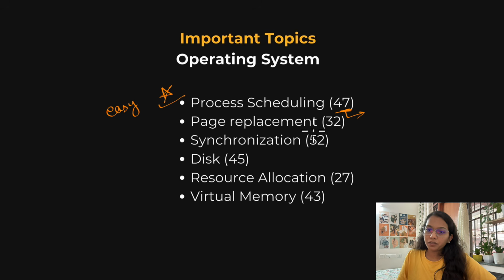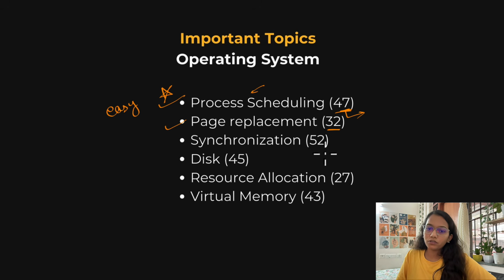The next is page replacement. Here also you will have some algorithms like least recently used, first in first out, etc. Based on that there will be some questions. From this also 32 questions came, which is a huge number.